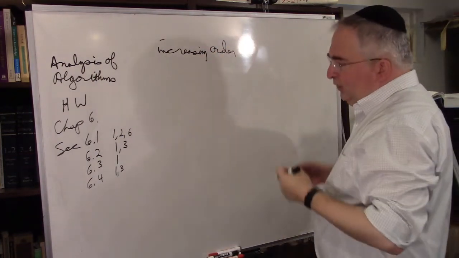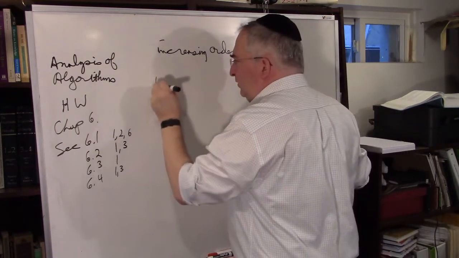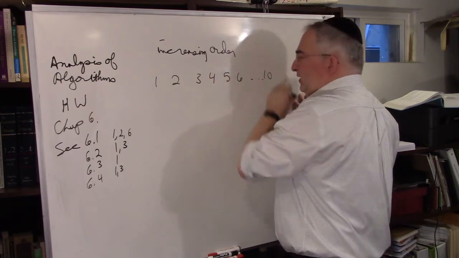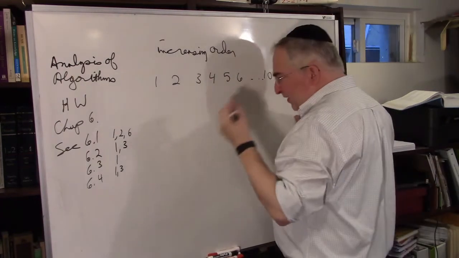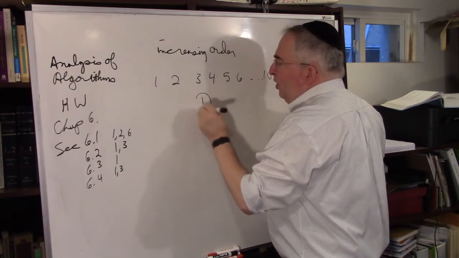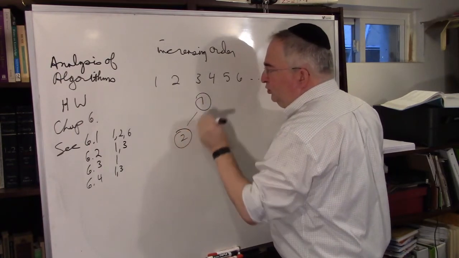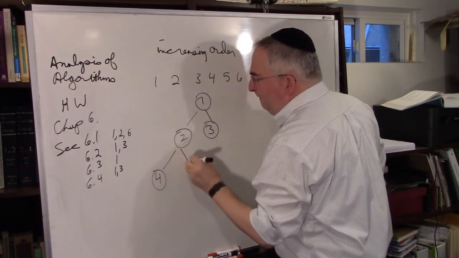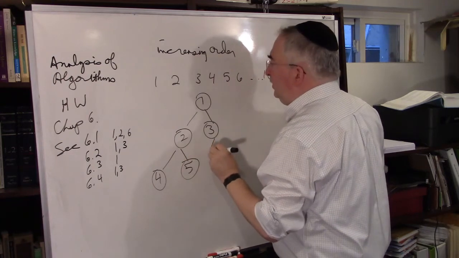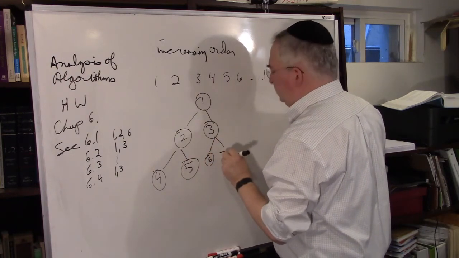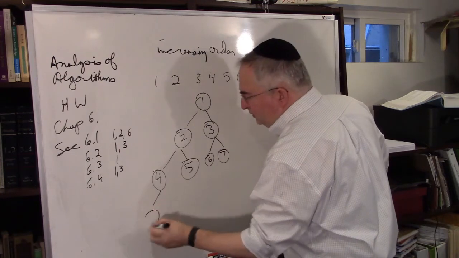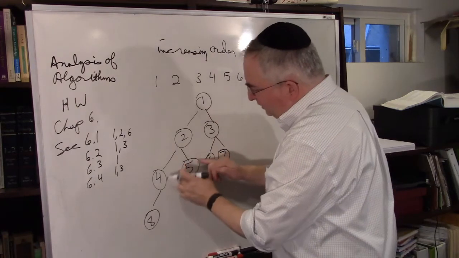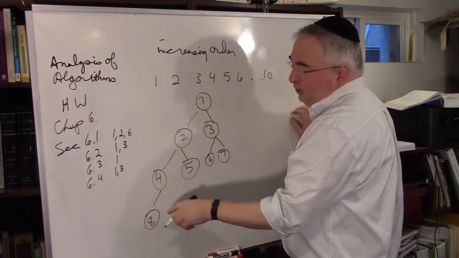So first of all, let's just do a funny increasing. 1, 2, 3, 4, 5, 6, 10, let's say. Okay, so when you have to make this a heap first. So that's 1, 2, 3, 4, 5, 6, 7, 8. Okay. Now again, this is a heap, this is a heap, this is a heap, this is a heap, this is not, and it'll have to trickle down.